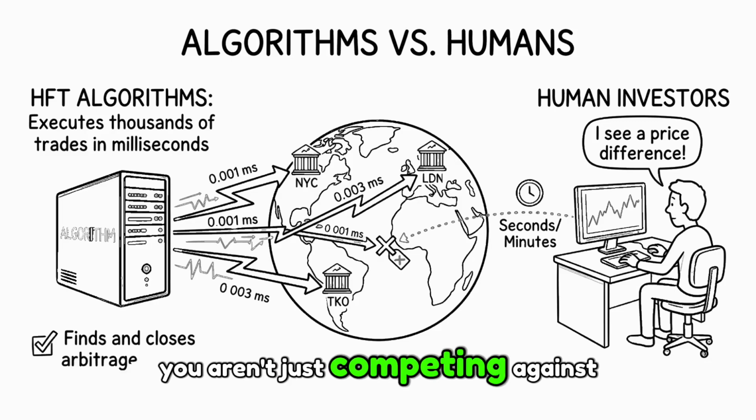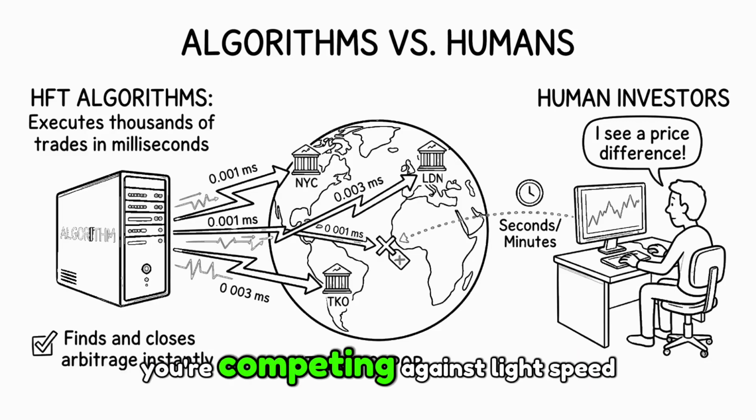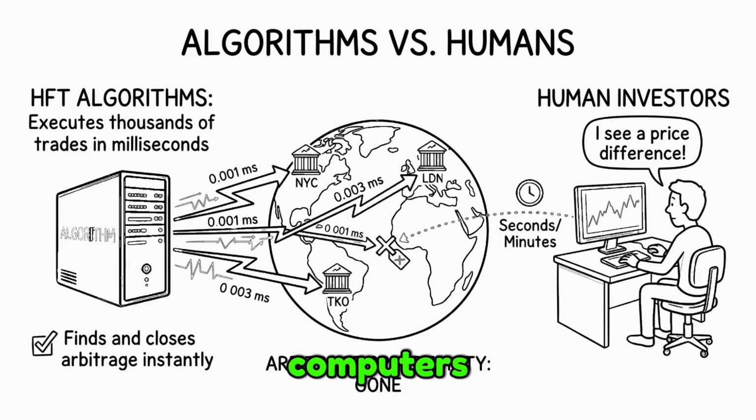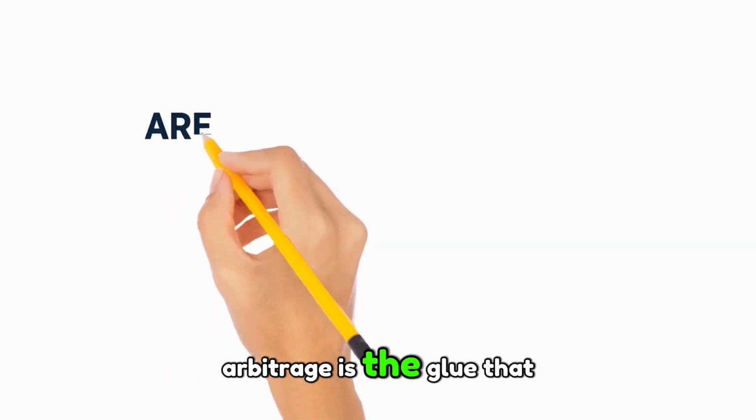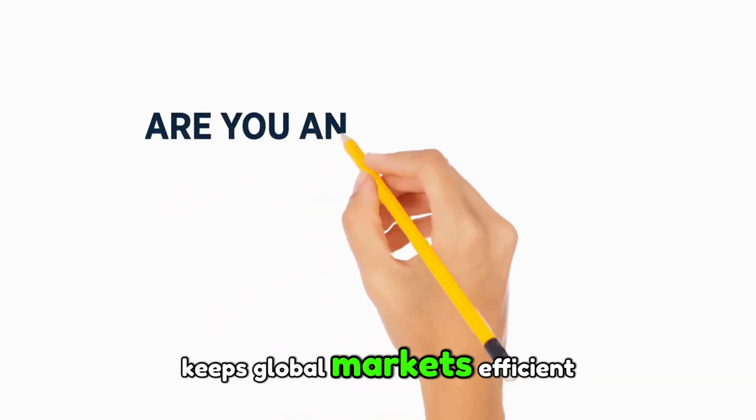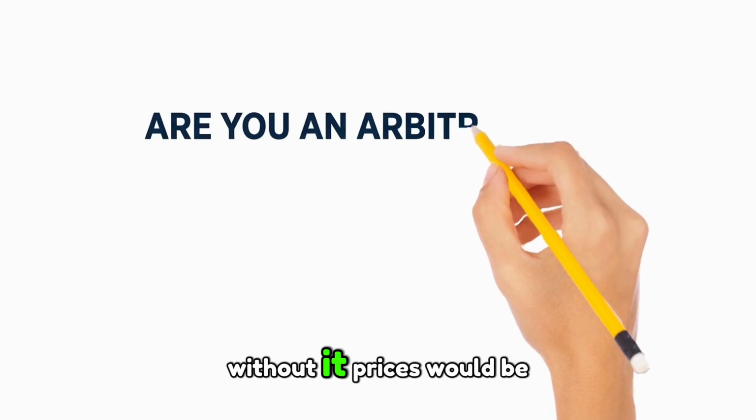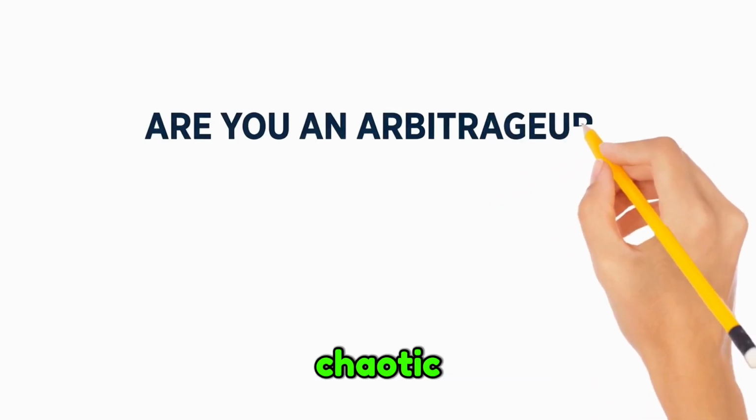You aren't just competing against other people. You're competing against light-speed computers. Arbitrage is the glue that keeps global markets efficient. Without it, prices would be chaotic.